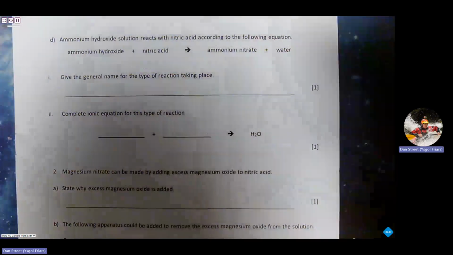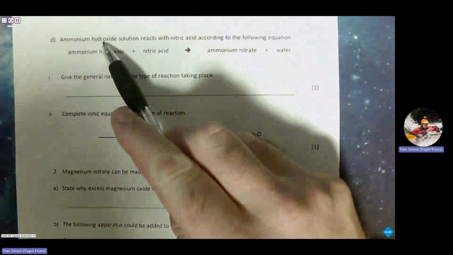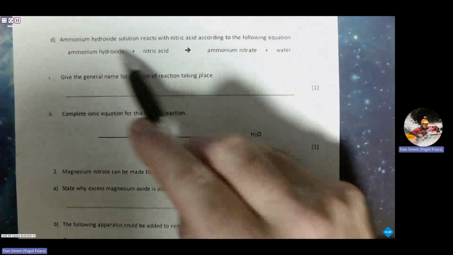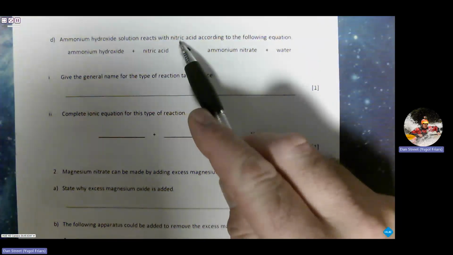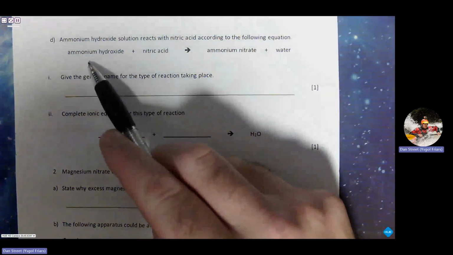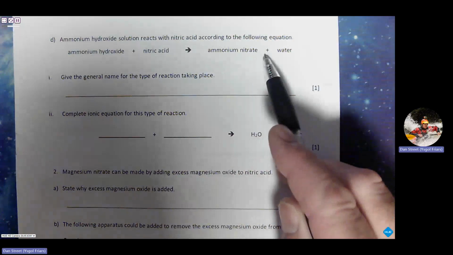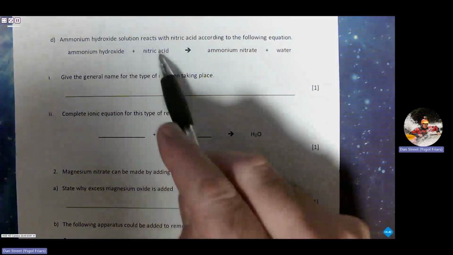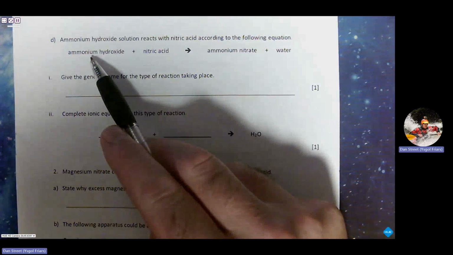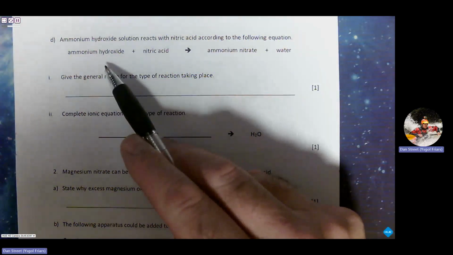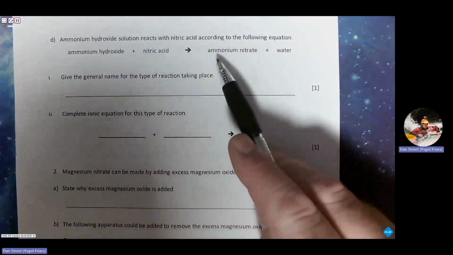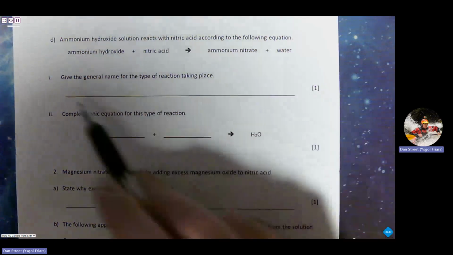Ammonium hydroxide solution, so the hydroxide tells us it's an alkali, reacts with nitric acid according to the following equation. So ammonium hydroxide reacts with nitric acid to make ammonium nitrate and water. So this is an acid and alkali reaction, so we should be thinking that we're making a salt and water if it's an acid and alkali, and indeed there's our salt and there's our water.